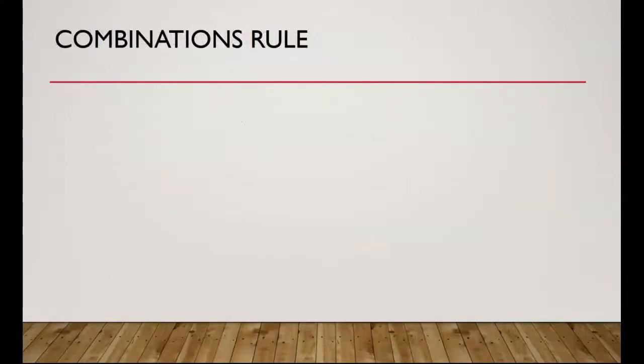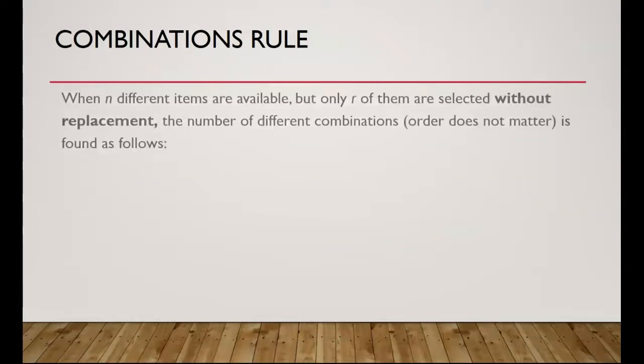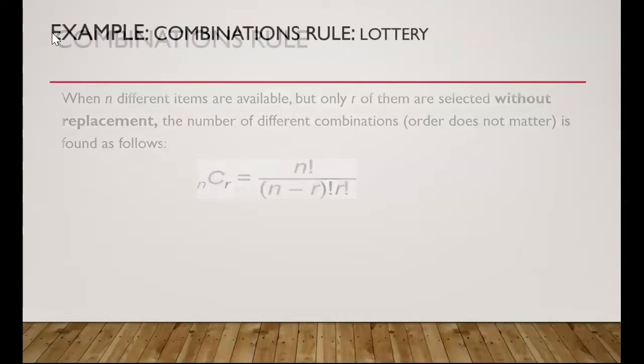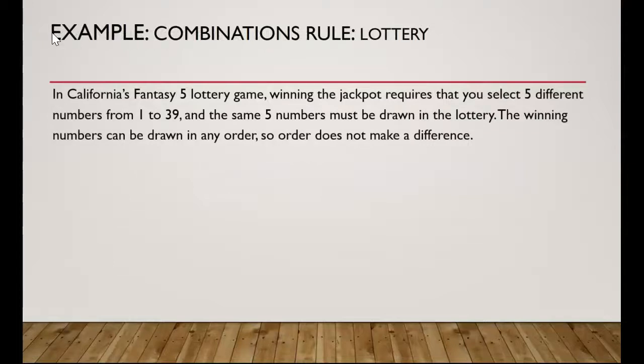And lastly, the combinations rule. Remember, combinations is when order does not matter. When n different items are available, but only r of them are selected without replacement, the number of different combinations, where order does not matter, is found by the formula nCr equals n factorial divided by n minus r factorial times r factorial. Let's look at the example with the lottery.